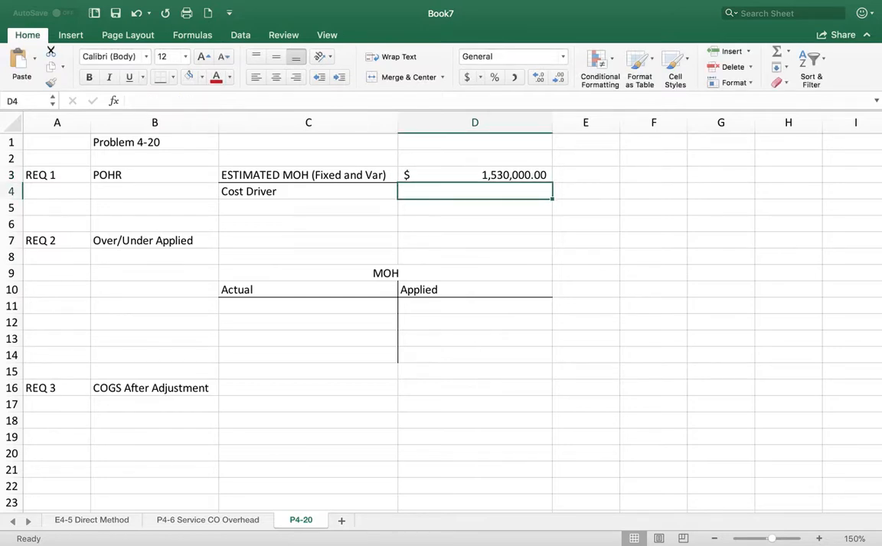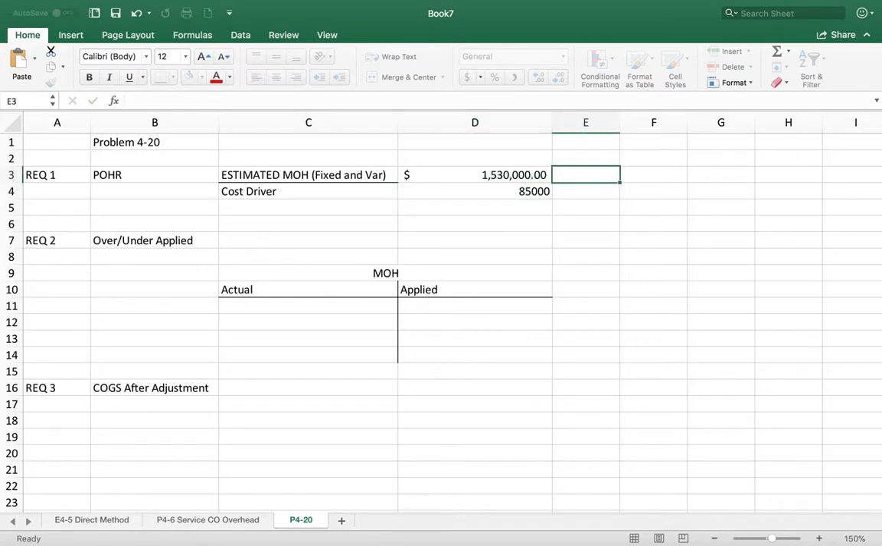And what is our cost driver? Well, it tells us that it's based on the computer hours, and the computer hour estimate, again this was given to me, was $85,000. So to figure out my predetermined overhead, I take the estimated total manufacturing cost divided by my estimated cost driver. That gives me $18 per hour. What does that tell me? Well, for every computer hour that I work, I add $18 in overhead.